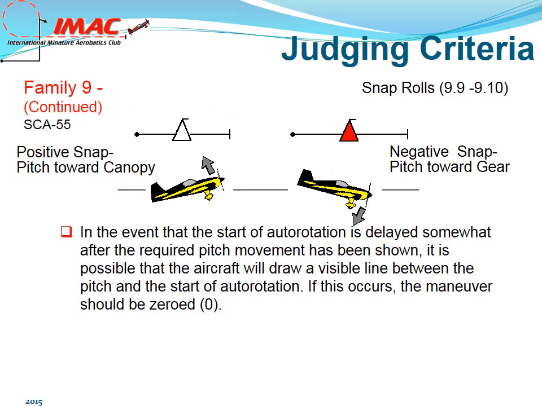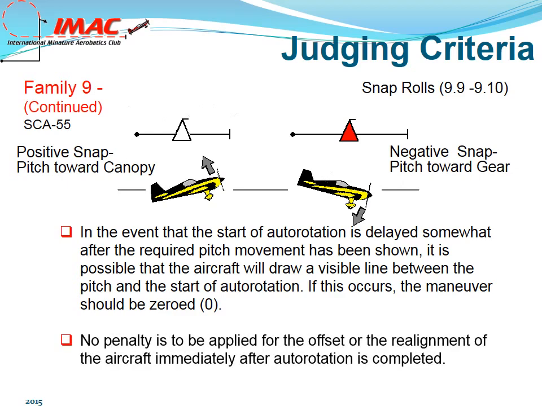In the event that the start of autorotation is delayed somewhat after the required pitch movement has been shown, it is possible that the aircraft will draw a visible line between the pitch and the start of autorotation. If this occurs, the maneuver should be zeroed. No penalty is to be applied for the offset or realignment of the aircraft immediately after the autorotation is completed.